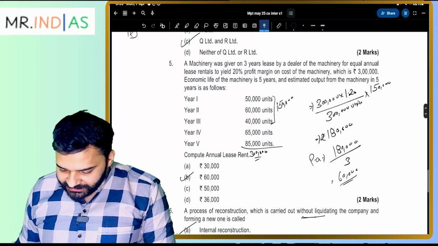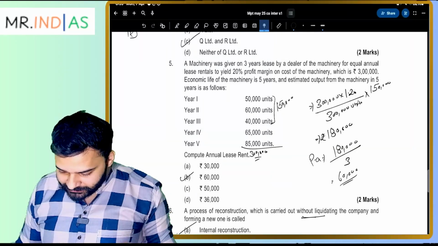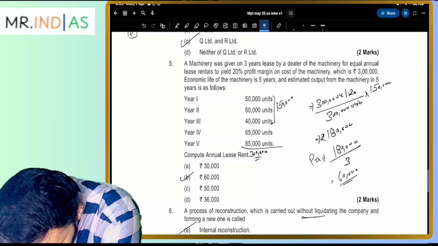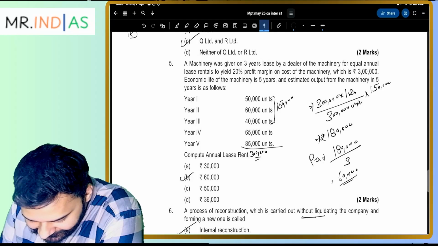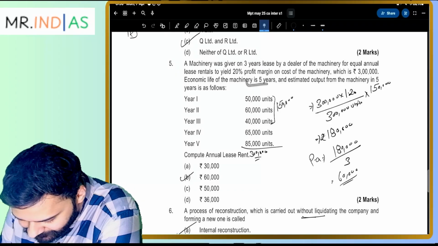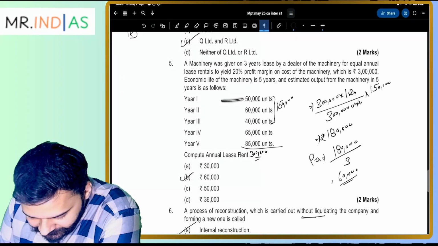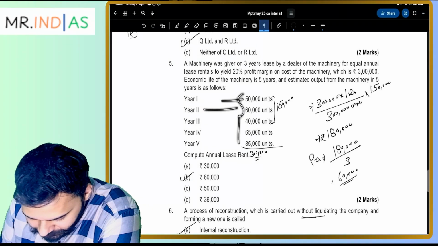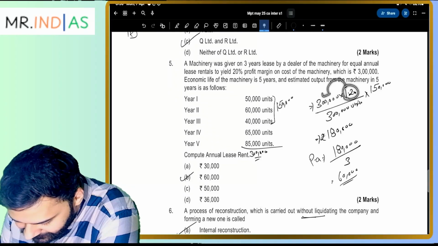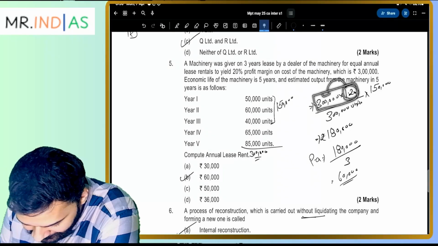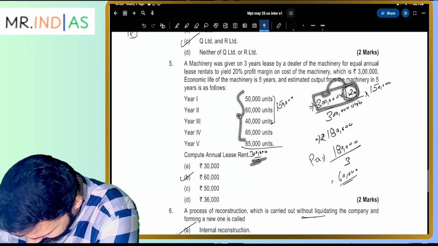Okay, a machinery was given on 3-year lease by a dealer of the machine at equal annual rental to yield a 20% profit margin on cost of the machine, which is 3 lakh. Economic life of the machine is 5 years. Estimated output of the machinery over 5 years is as follows: year 1 50,000, year 2 60,000. These are the output. So basically the machine price is 3 lakh, to which you add a margin of 20%. So the total price of the machine is this. The total output a machine can produce comes out to be 3 lakh.